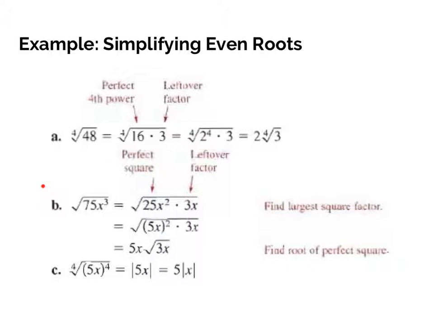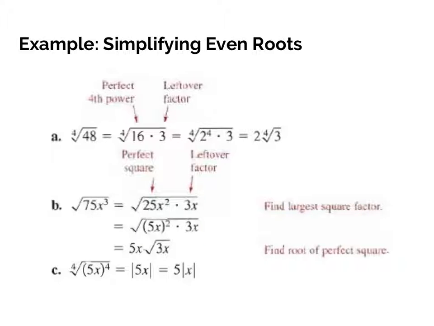In example B, we have the square root of 75x cubed. Since we have a square root, we want to look for a perfect square. Notice that 25x squared is a perfect square. And then left over we have 3x. The square root of 25x squared is 5x, leaving us with a radicand underneath our square root of 3x.